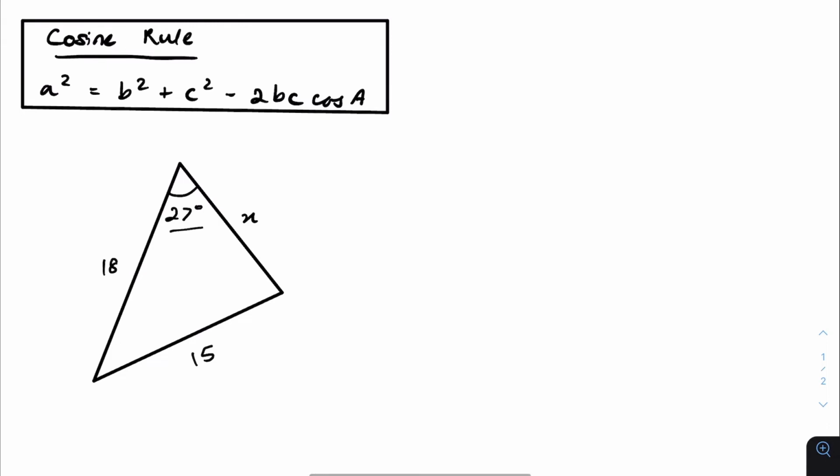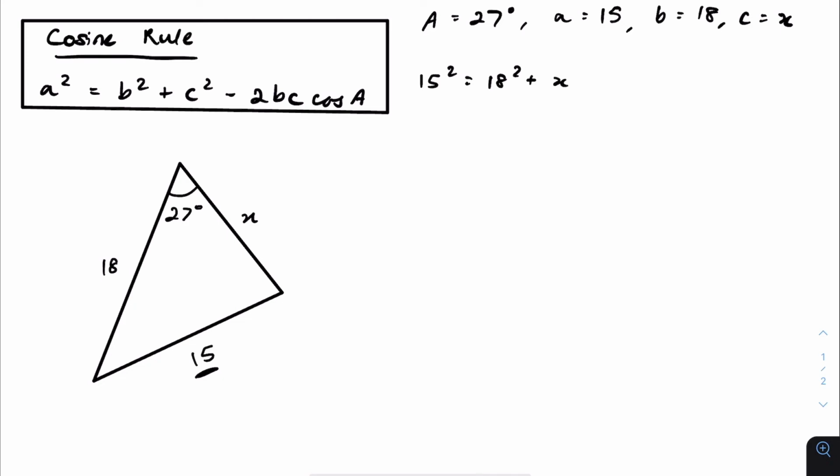So we have an angle and we have two sides on opposite sides and we have our final side. So since we've got the angle, that will have to be our capital A. So A is equal to 27 degrees. The opposite would be lowercase a, which is equal to 15. And then b and c can be the other two sides respectively. So b equals 18, c equals x. And if you just plug it into the formula, we get 15 squared is equal to 18 squared plus x squared minus 2 times 18 times x and the cosine of 27.